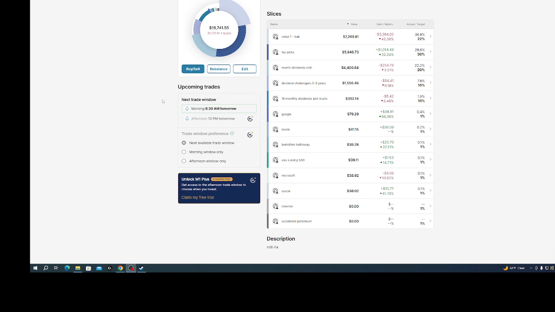The monthly dividends Roth is just SJT, which has taken a big dump lately. It was down to six or seven, and the other one is Maine. And then I got 20 dividend challengers, which are companies that have increased their dividends for 5 to 9 consecutive years. I got 18 in the monthly dividends and trust. And then I just decided to put 1% in Google, Exxon, Berkshire, S&P 500, Microsoft, Oracle. And I decided to add Chevron and Oxy, but I haven't actually bought any of those yet. That's just what my plan is.